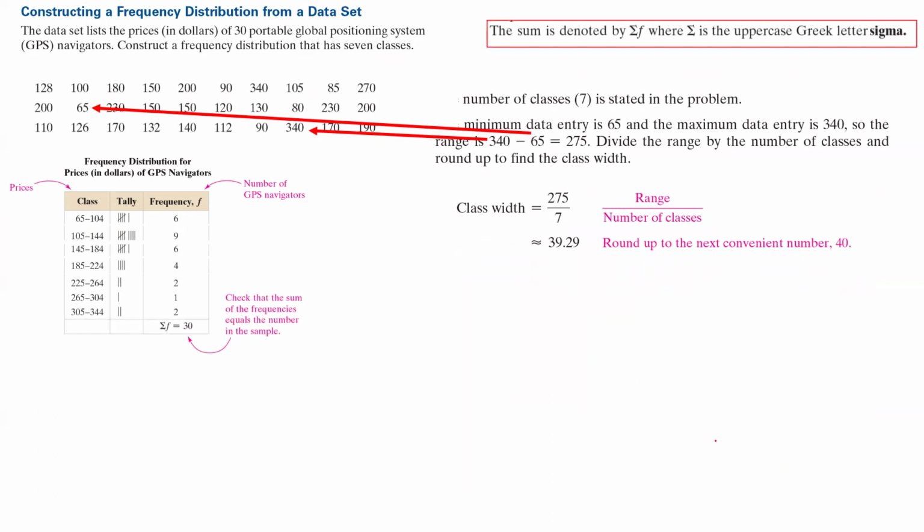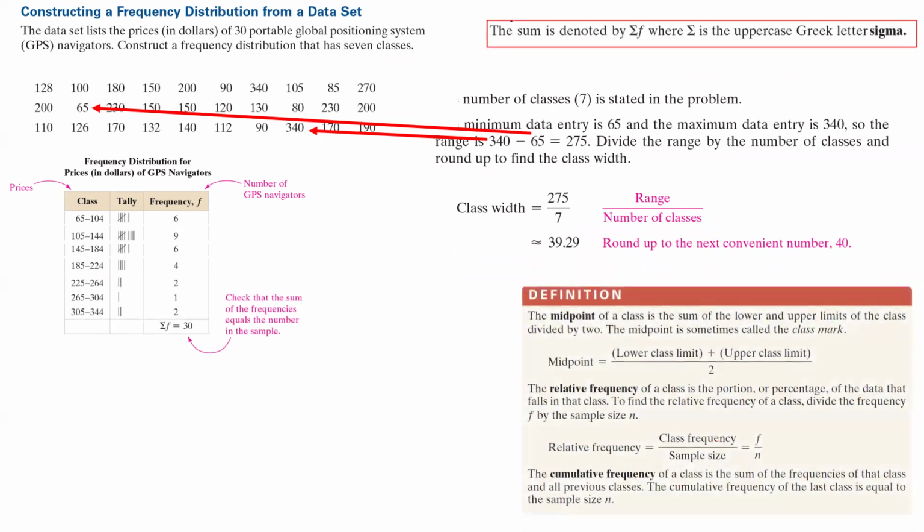And then our next step is to find the midpoint, relative frequency, and cumulative frequency for each class. To find the midpoint of each class, you're going to take the lower limit and add it to the upper limit divided by 2. To find the relative frequency, you're going to take the class frequency and divide it by the size, f over n. And the cumulative frequency of a class is the sum of the frequencies of the class and all previous classes.